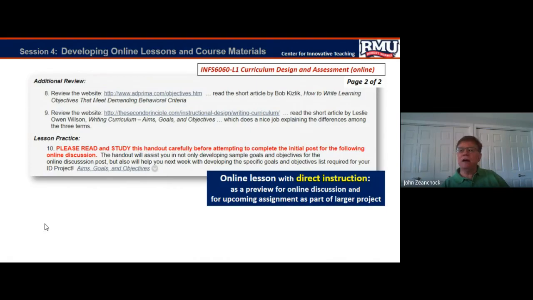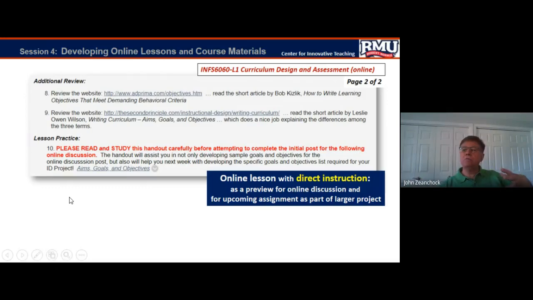So at the end of the lesson, you could do what I have here, as you can see in red, what is called a lesson practice. Here it says, after you've gone through all of this, and this will stand out to them, please read and study this handout, Aims, Goals, and Objectives, that you can see right here by them clicking on. Carefully, before attempting to complete the initial post for the following online discussion.